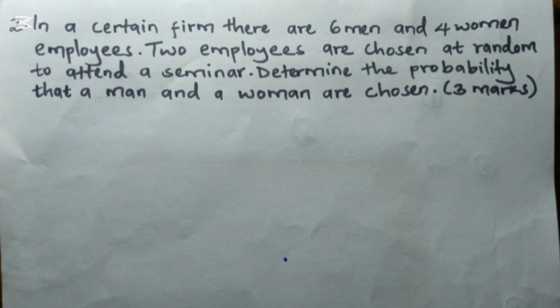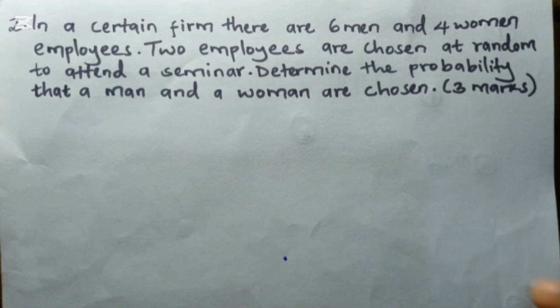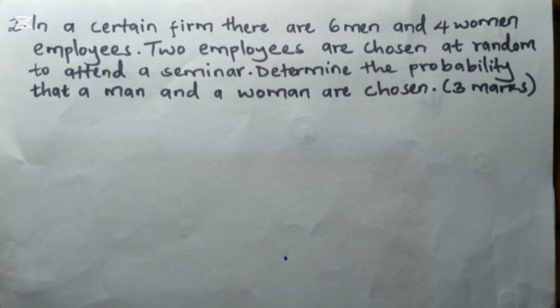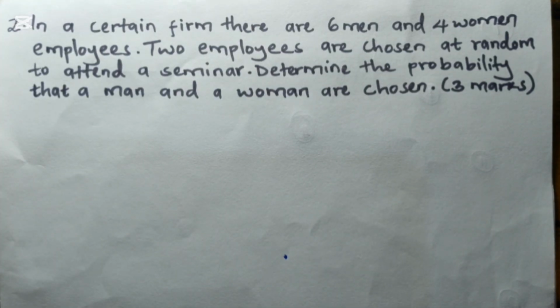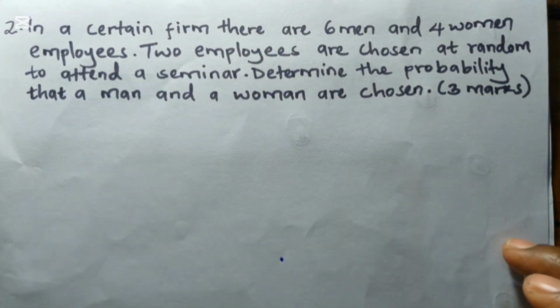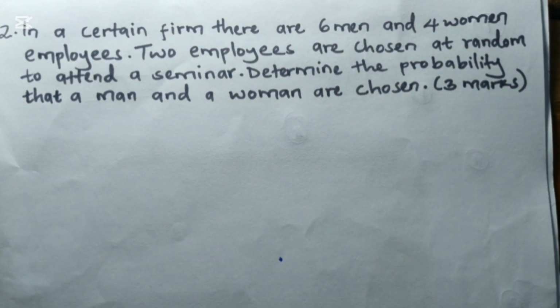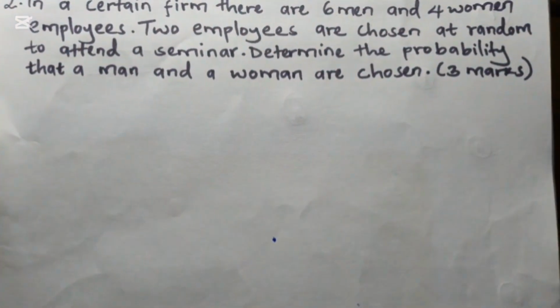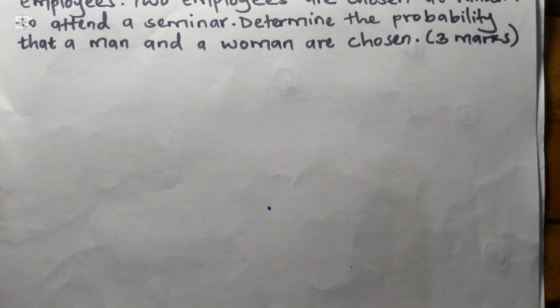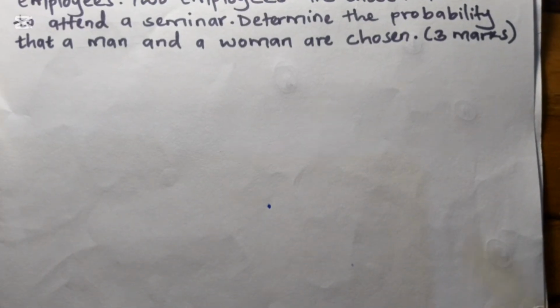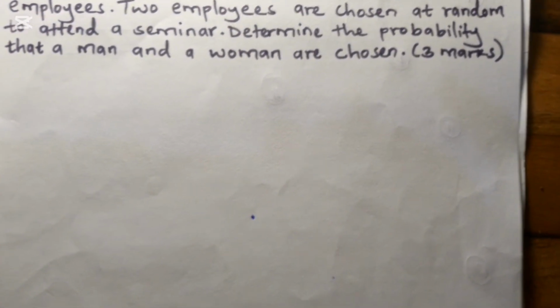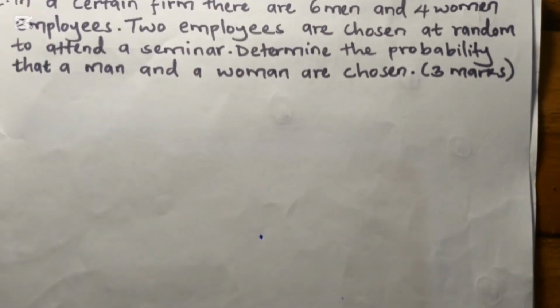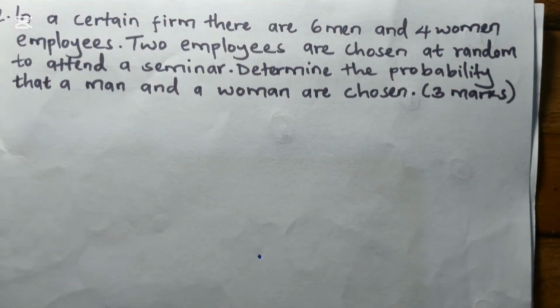It says, in a certain firm, there are 6 men and 4 women employees. 2 employees are chosen at random to attend a seminar. Determine the probability that a man and a woman are chosen. 3 marks. So, again, there's another case of without replacement. Even if it is not mentioned, once one gender is picked, it will not be replaced, because we are told that there are 6 men and 4 women.